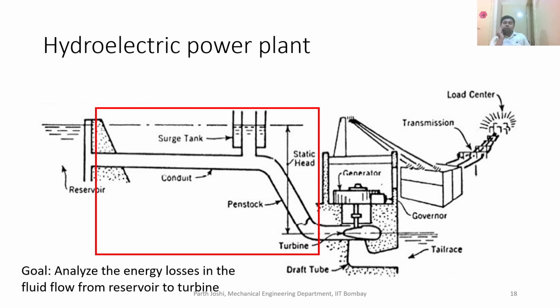So first of all, why will there be energy losses? Whenever a fluid flows through some enclosed channel, let us say this conduit and this penstock etc., because of the viscosity of the fluid there will be friction between the different layers inside the fluid as the water flows through these different pipes. So there will be losses in the pressure head or basically the energy. Whatever pressure head is available at the reservoir, there will be some losses as it reaches the input of the turbine.